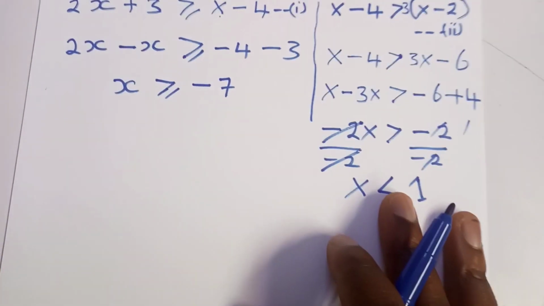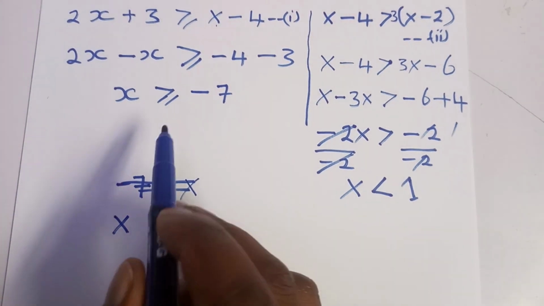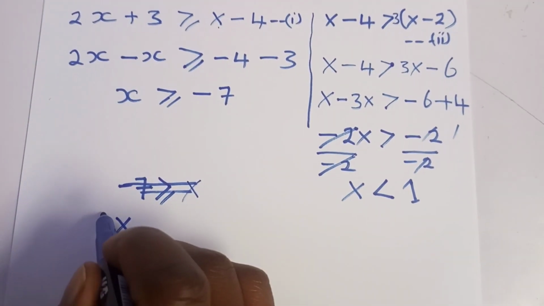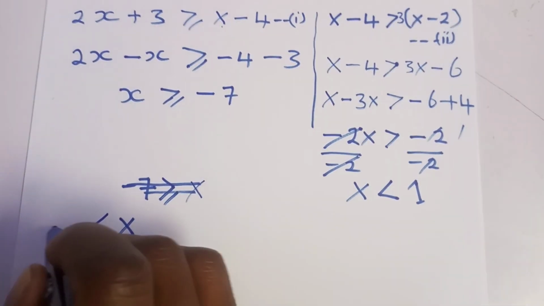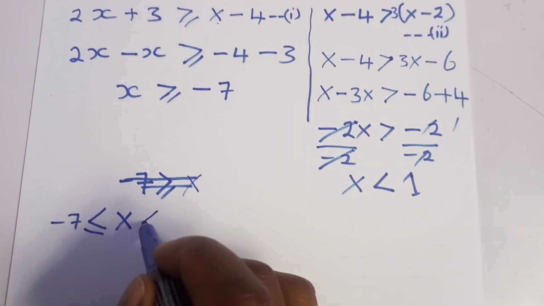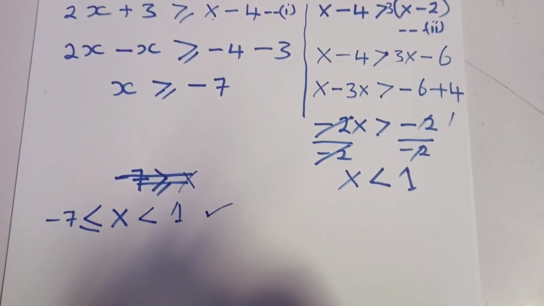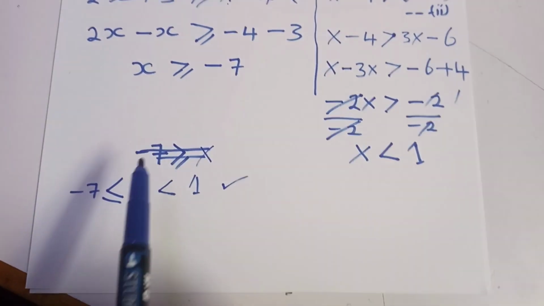So we then combine the two to have x at the center. On the left hand side, we have the negative part. So x greater or equal to negative 7 and x less than 1. So that is the solution. Now these can be represented on a number line.